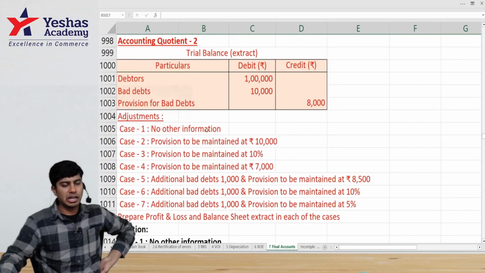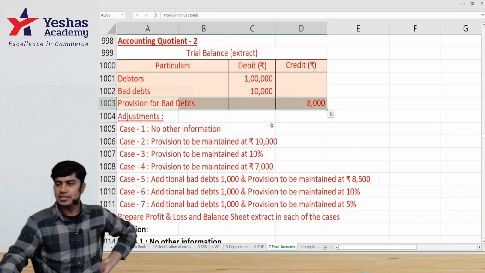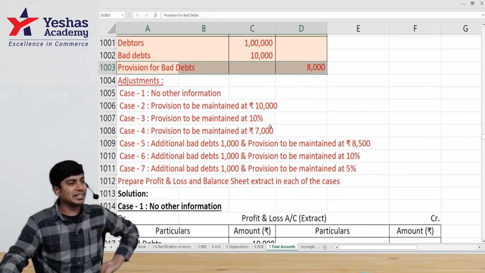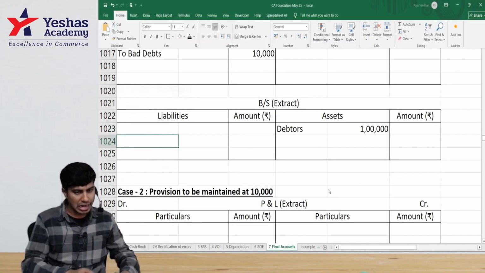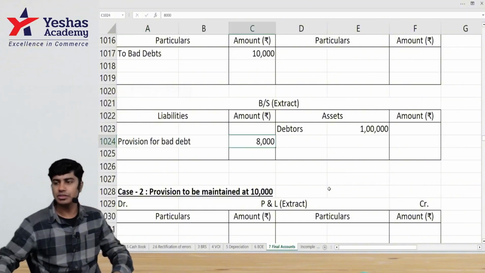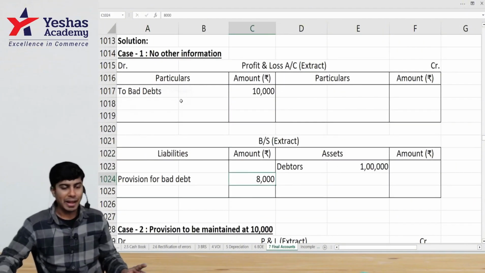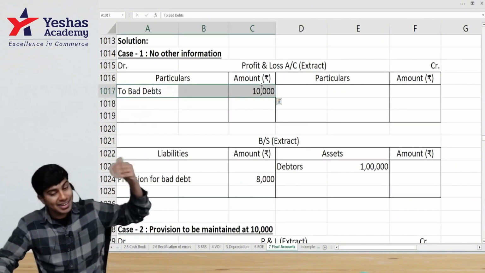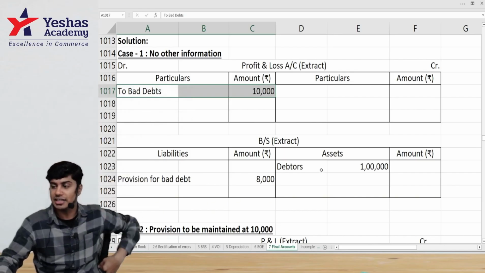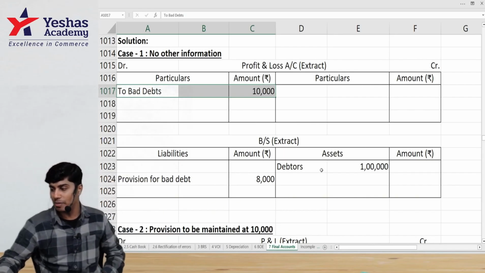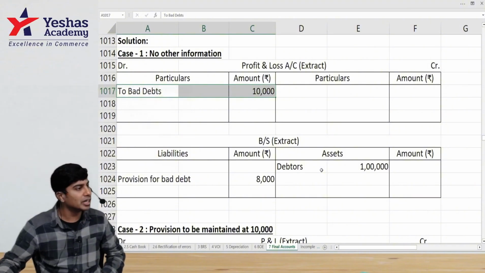What else do we have on our trial balance? Provision for bad debts 8,000. Provision for bad debts is a liability. I would write it in my balance sheet on the liability side, 8,000. This is how it should be. Bad debt of 10,000 is already deducted from debtors. They passed the journal entry. That's the reason bad debt has appeared in trial balance, and that's the reason why I am not deducting it now. I'm only writing it as an expense.